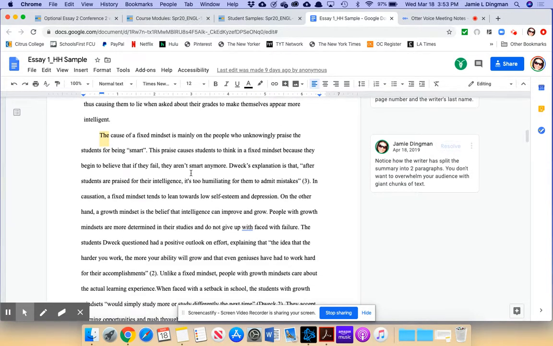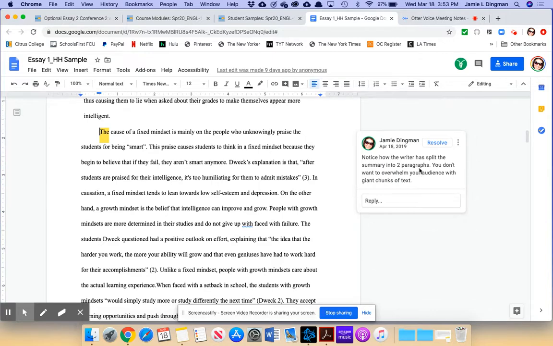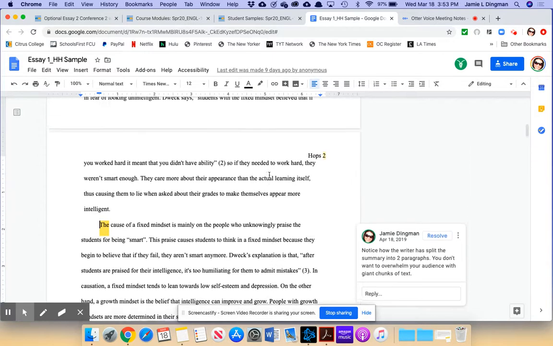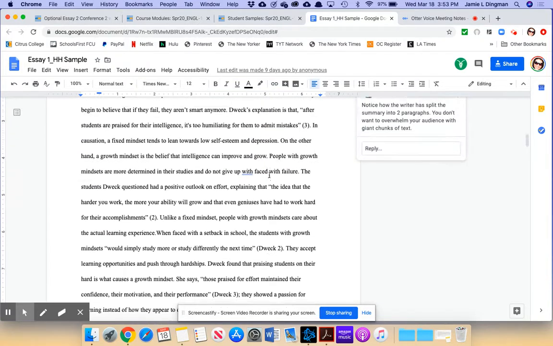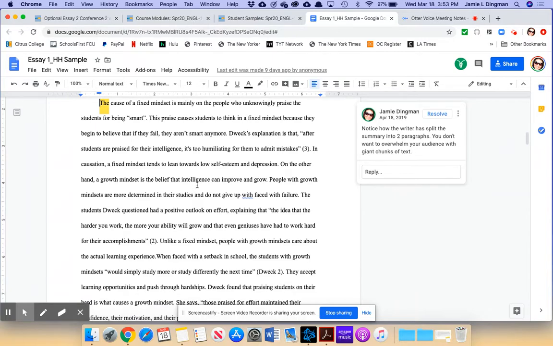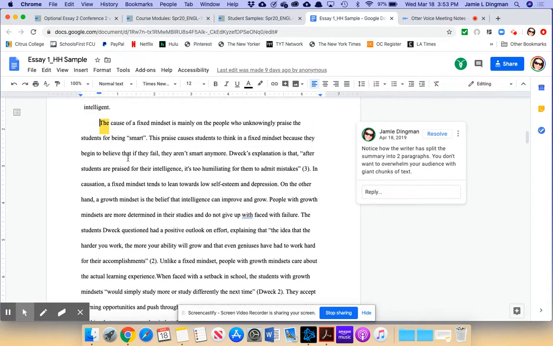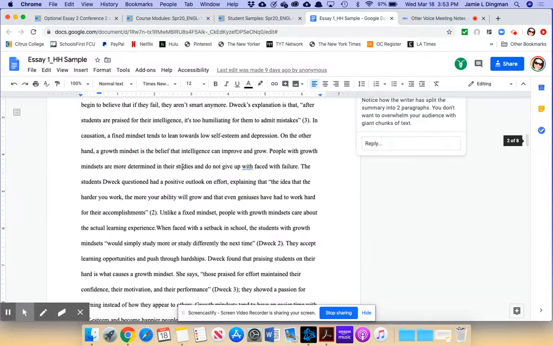And then notice she continues here. She breaks it up, and that's something that I commented on. All right, if your paragraph is starting to get kind of long, make sure you break it up because you don't want your audience to be overwhelmed by giant blocks of text. So she broke her summary up into another section.